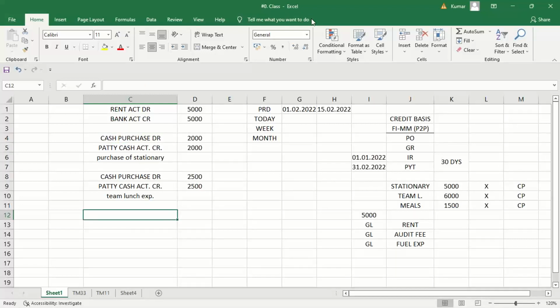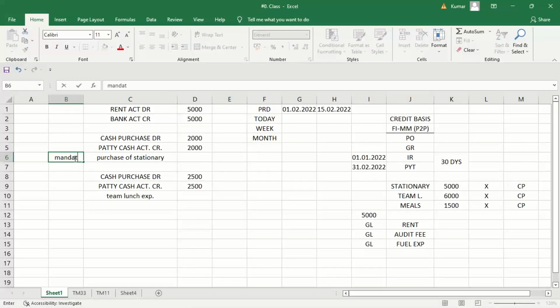Hamza is saying narration must. Yes, narration must. Narration must be there. This is how people will come to know that this expense, this purchase, is for this one, right? So narration must, it's okay, guys. Narration must be mandatory.